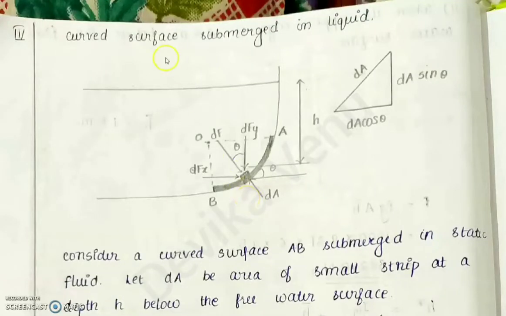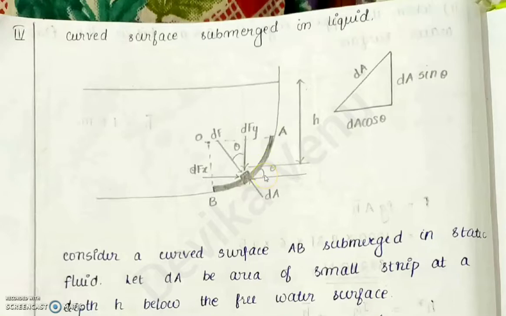Now we will see a curved surface submerged in the liquid. To find out the total pressure force and center of pressure of this curved surface, first consider a small area dA at a depth of h from the free liquid surface, and there is a small force dF acting on this dA area, which is at an angle theta from the horizontal. So it is on the curved surface and at an angle theta.